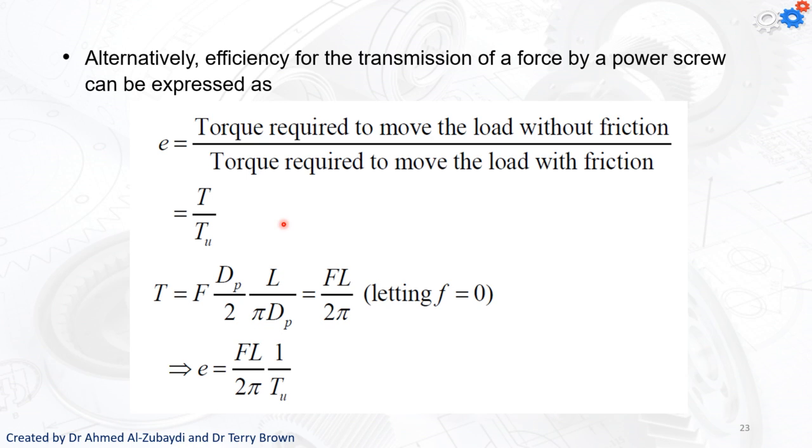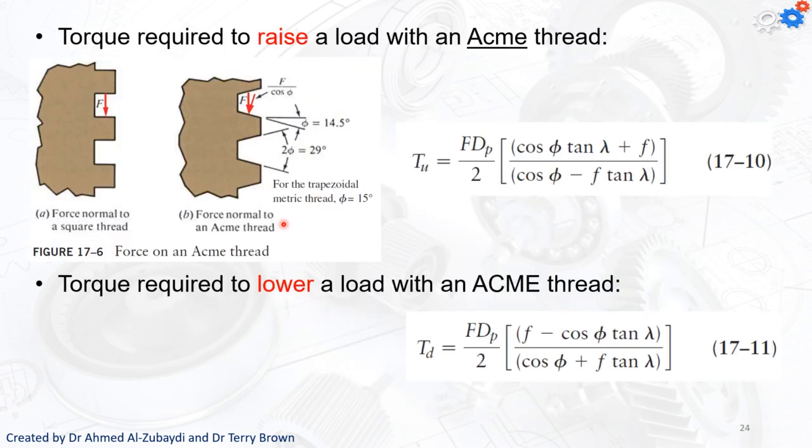Not all the threads are square. We may have Acme threads. In that scenario, we're going to have two different equations to calculate the torque for raising or lowering the load. This equation 17-10 is for the torque required to raise the load, and the other one, TD, equation 17-11, is for the torque required to lower the load using the Acme thread.